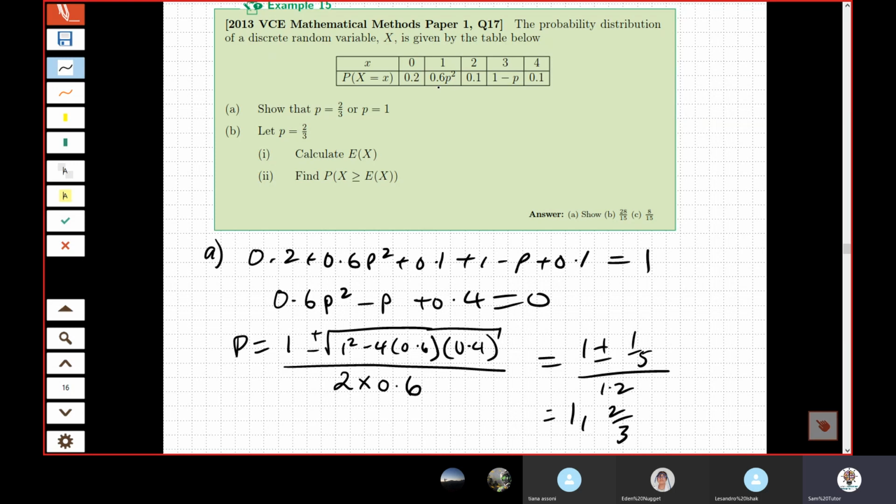So if p is 2/3, that means this number and this number are these: 2/3 squared, 4 on 9 times... this one is 4 on 15, and this one is 1 minus 2/3, which is obviously a third. All right, go and find the expected value and the probability. I'll give you guys a few minutes to try that.